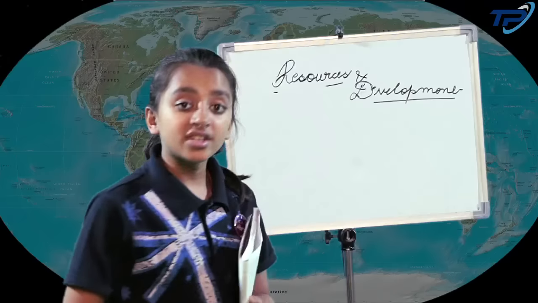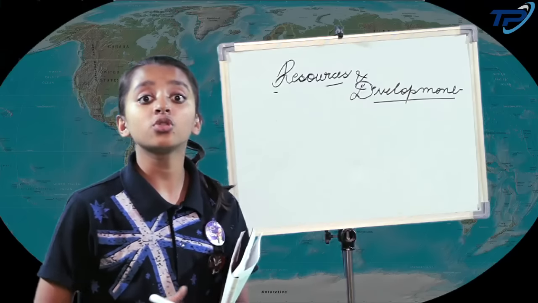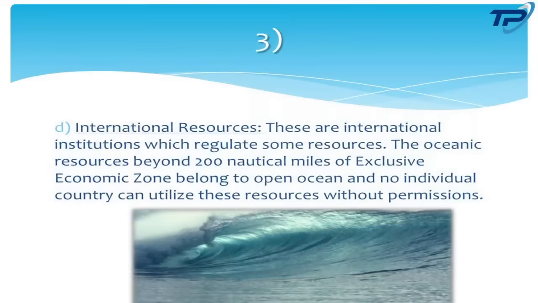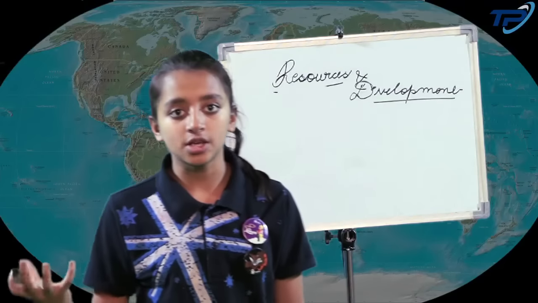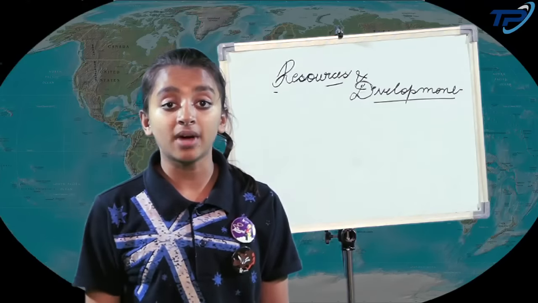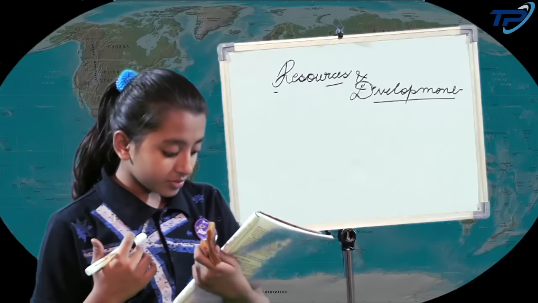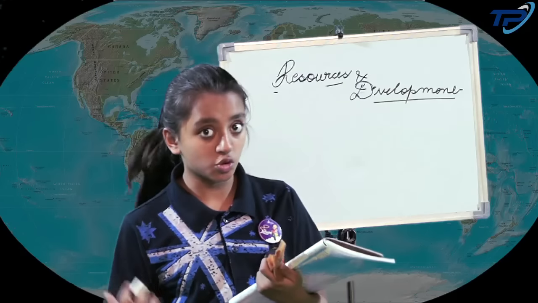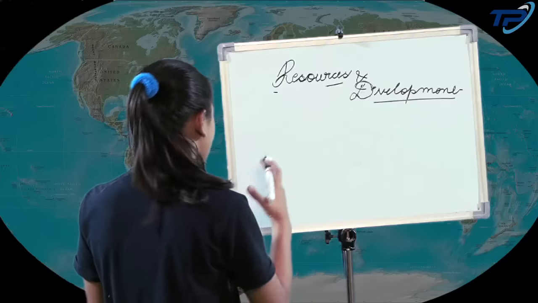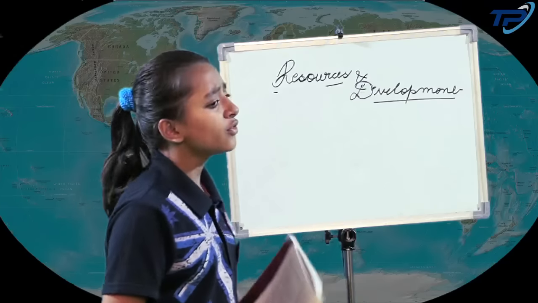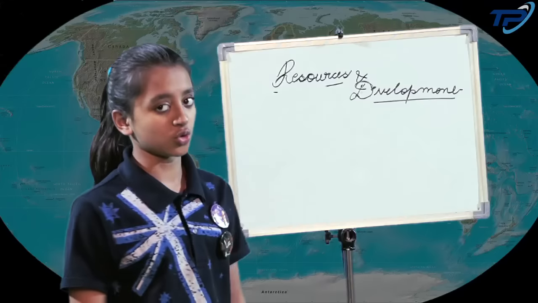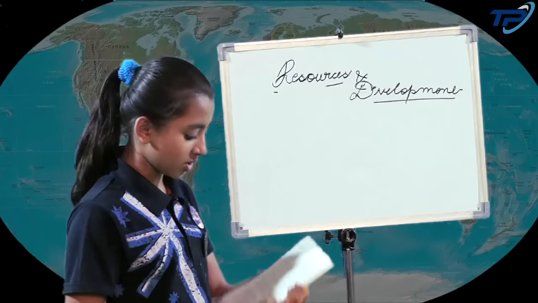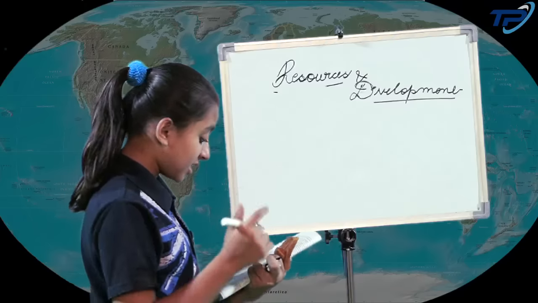Then I talked about the international resources. The international resources are the resources which are free and are controlled by the international organization and are after 200 nautical miles from the exclusive economic zone. So these are known as the international resources. So I think you've got to know what are these resources, classification of resources on the basis of ownership. Now let's go on the basis of status of development.